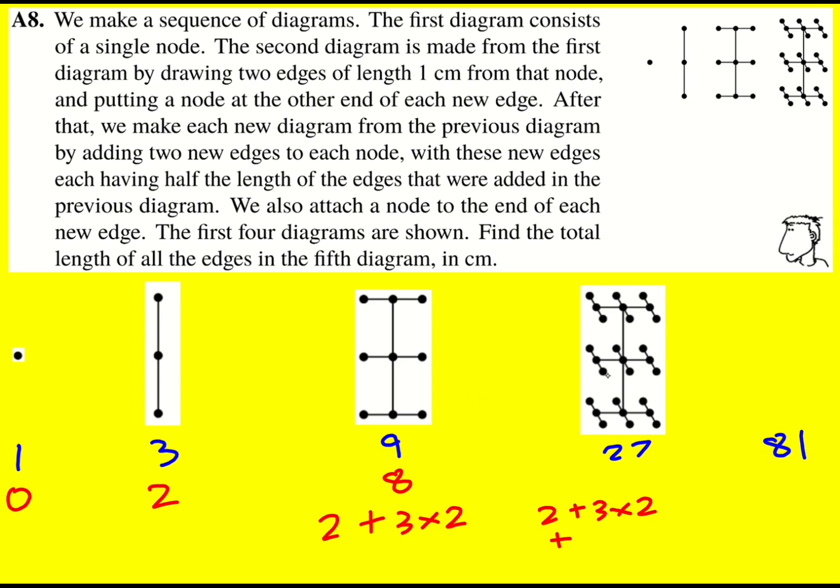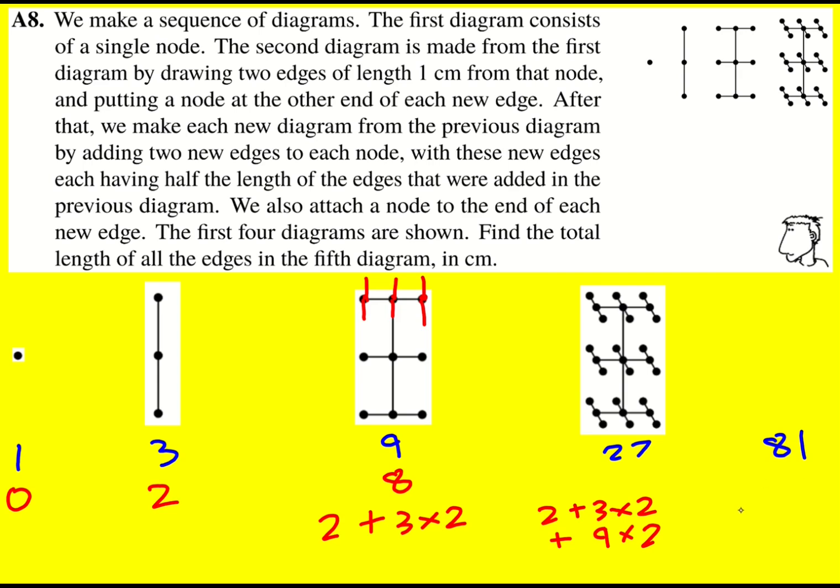nodes for every node we had in the last pattern. So it's going to be 2 plus 3 times 2 plus, then it's going to be 9 times 2. So for example, this one here gets an extra 2, this one here gets an extra 2, and this one here gets an extra 2. So that's where this 9 times 2 has come from.